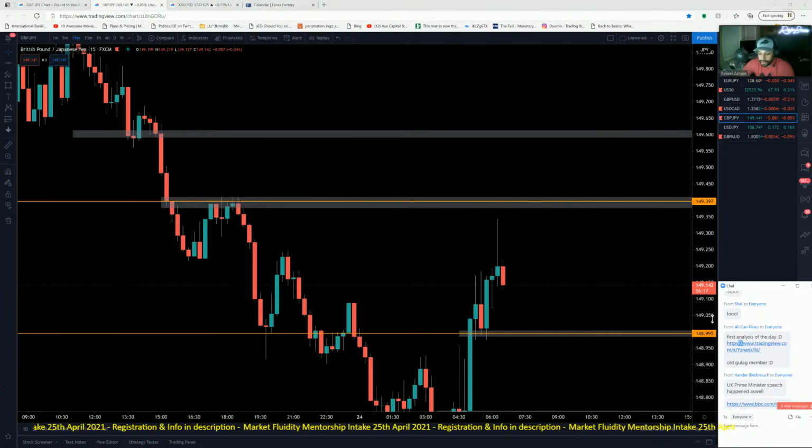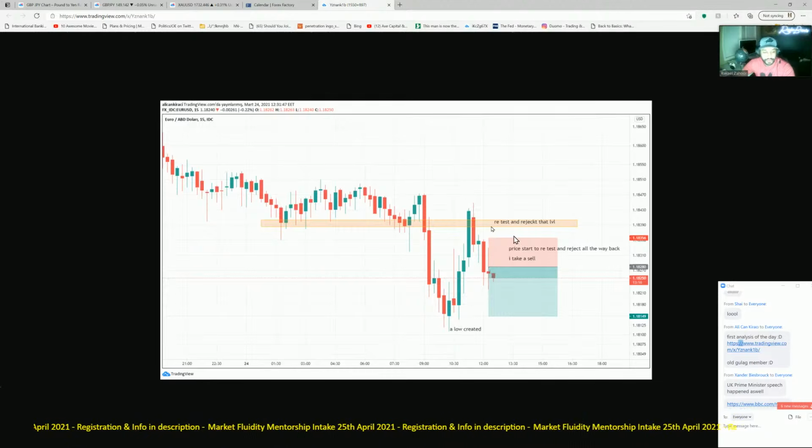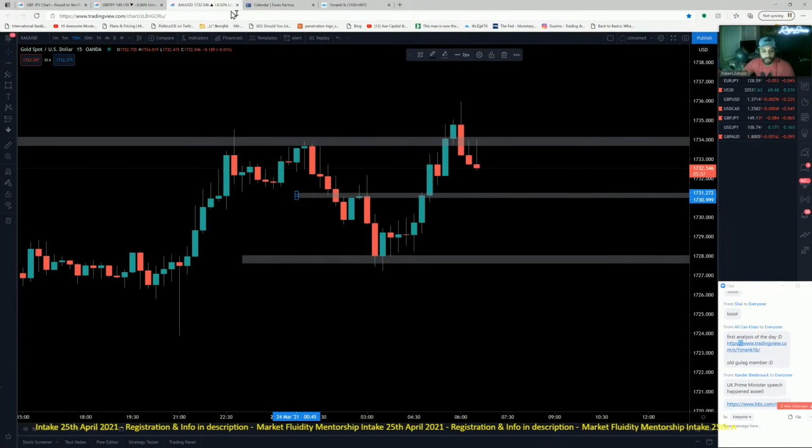All right, let's take a look at this chart over here. This is EUR/USD. Price starts to retest and reject all the way back. I'll take a sell. Okay, looks good. The only problem is this candle closed like a weak bearish candle, so this may reduce the probabilities of price moving down. So you may want to keep that in mind.